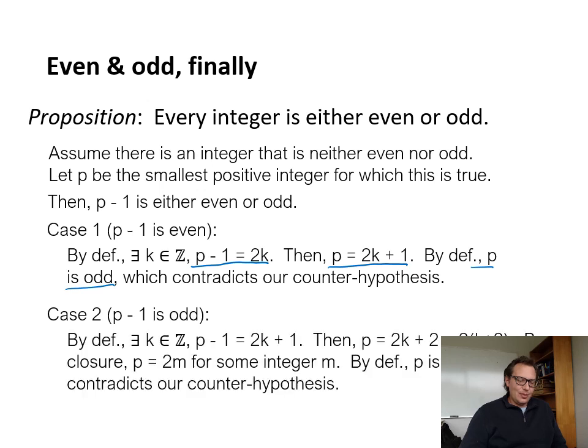In case 2, p minus 1 is odd, then p is equal to 2k plus 2, which is equal to 2 times k plus 1, which means that p is equal to 2 times n, which means that p is even. And that again contradicts our counter hypothesis, which says that p is neither even nor odd. And so in both cases, we reached a contradiction, which means that our counter hypothesis cannot be true. So there are no counterexamples of this proposition, and hence we proved it. Okay, so that was an example of another proof by contradiction.